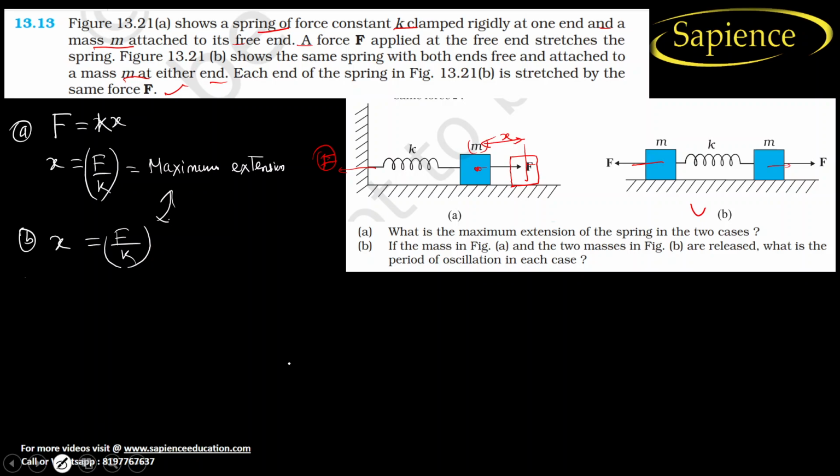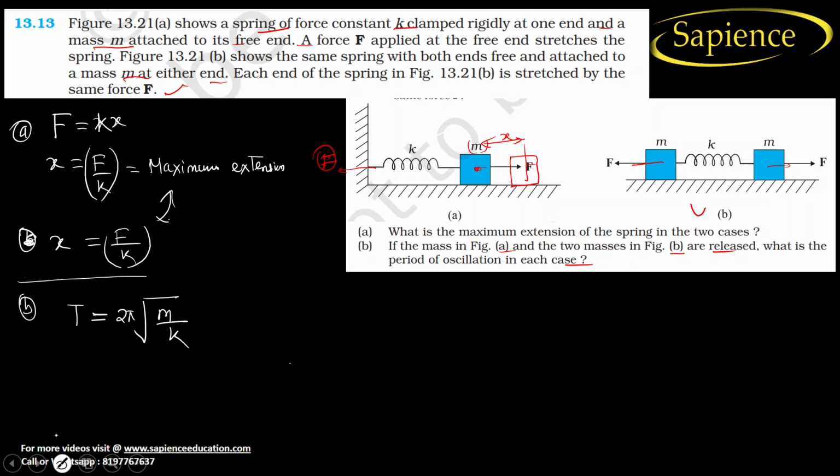Now let us go to the next question. If the mass in figure A and the two masses in figure B are released, what is the period of oscillation in each case? They are asking for the time period of the oscillation. For case 1, the time period is T equal to 2 pi root under mass by spring constant, m by k.